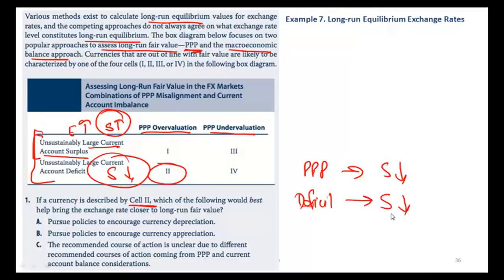So if you are in cell 2, what's the prediction? Both models are saying that the currency will depreciate or devalue. So what's the answer? Pursue policies to encourage currency depreciation.